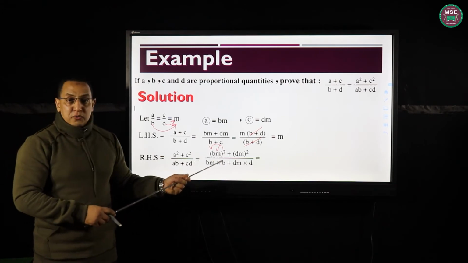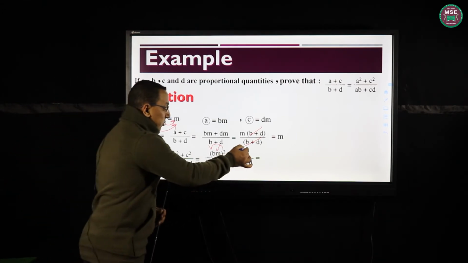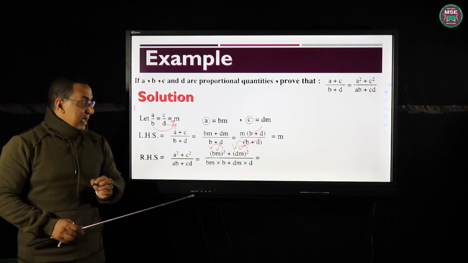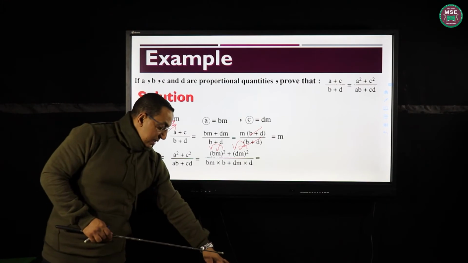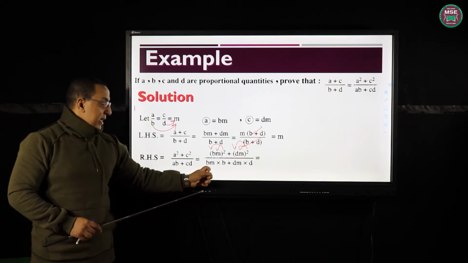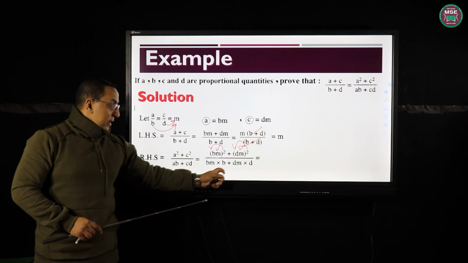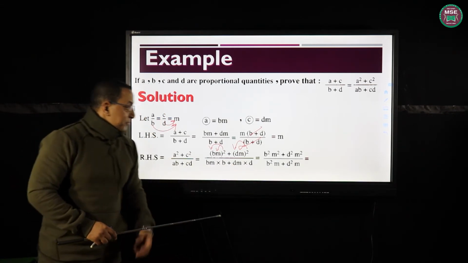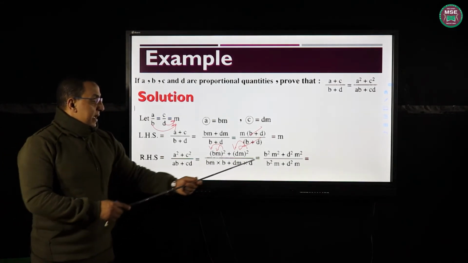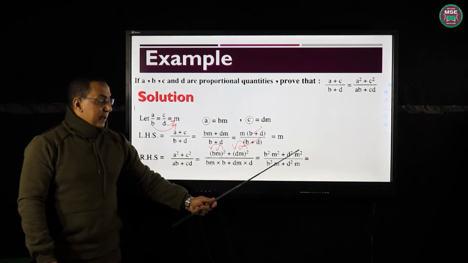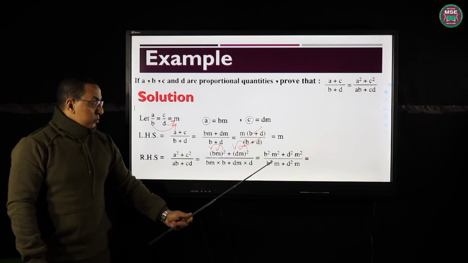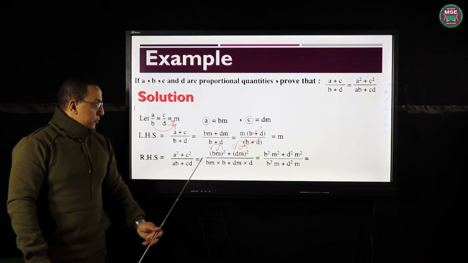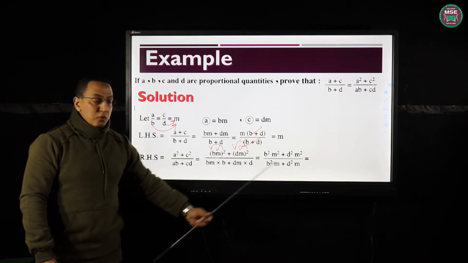So it will be b power of 2, m power of 2, and here also I distribute the power, so it will be d power of 2 times m power of 2. And down below, bm times b equals b power of 2 m, and dm times d equals d power of 2 m. I now have b power of 2 m power of 2 plus d power of 2 m power of 2 over b power of 2 m plus d power of 2 m. This b power of 2 comes from b times b, and d power of 2 comes from d times d.